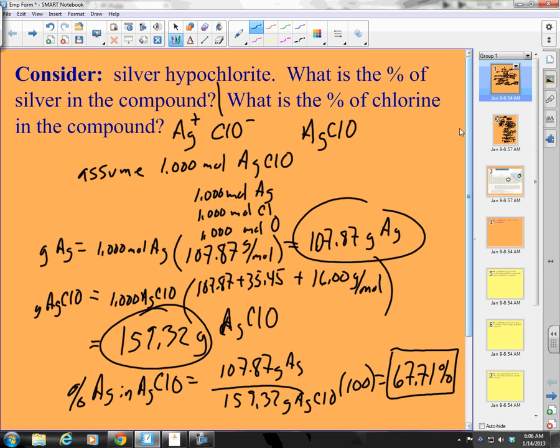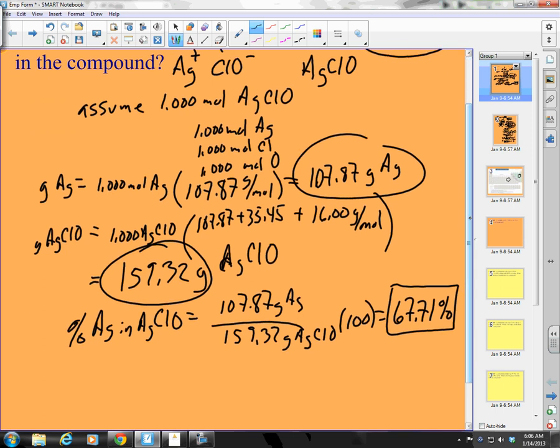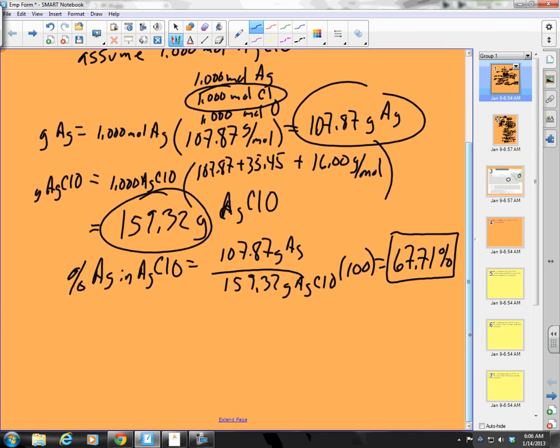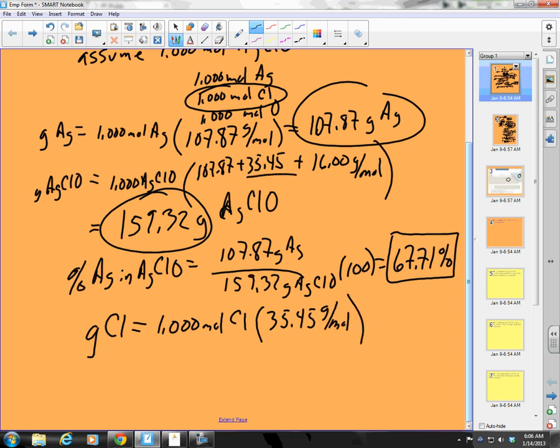Now, how is this different for the next part? I want the percentage of chlorine. Well, what am I going to do? I have how many moles of chlorine in this? So I have 1 mole of chlorine, and I want to get grams of chlorine. Grams of chlorine is equal to 1.000 moles of chlorine times the molar mass of chlorine, 35.45 grams per mole. Right? I got that from the periodic table, but it also shows up right there.